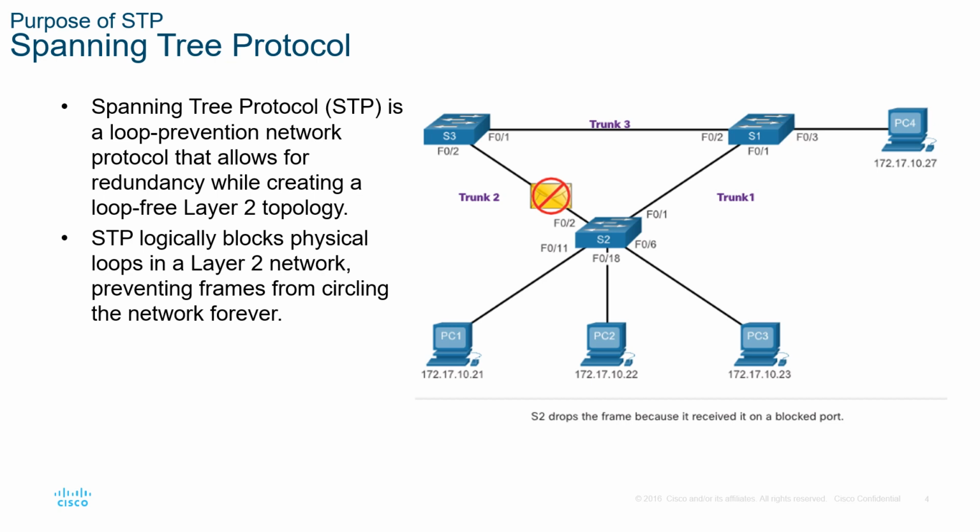Spanning tree protocol, or STP, is a loop prevention network protocol that allows for redundancy while creating a loop-free layer 2 topology. So if you have a redundant network, like in this case, you have two paths to go to PC4. STP will logically block physical loops in layer 2 networks and prevent frames from circling the network forever.